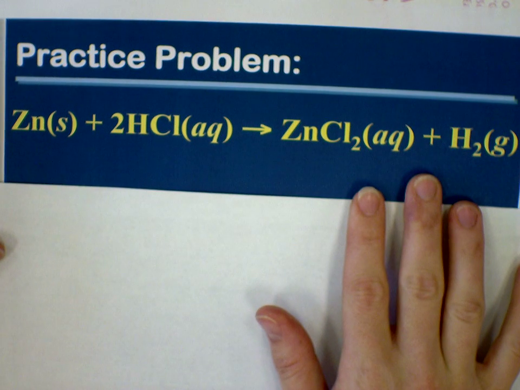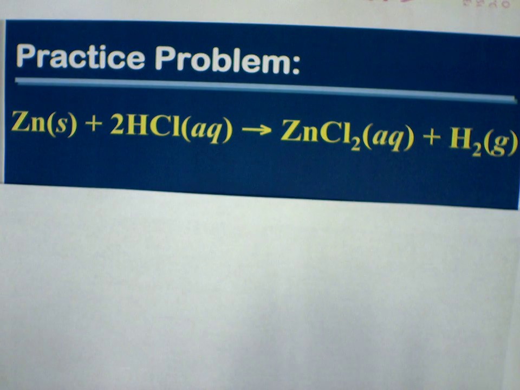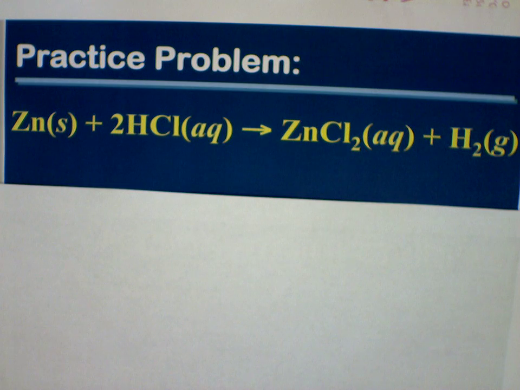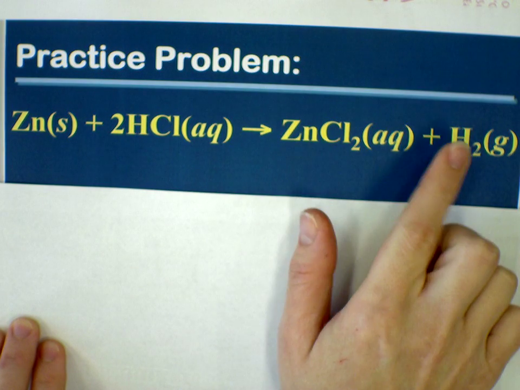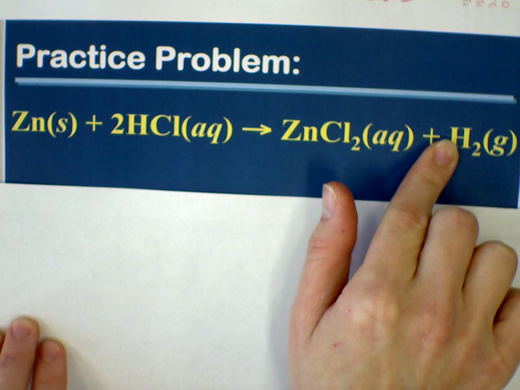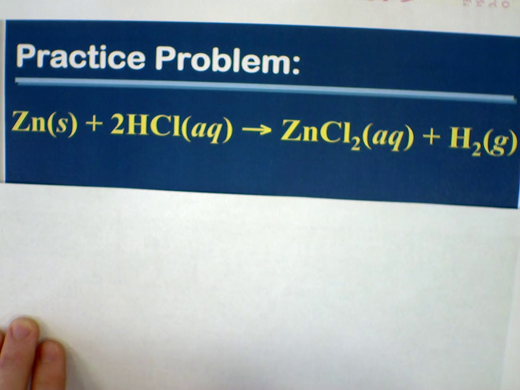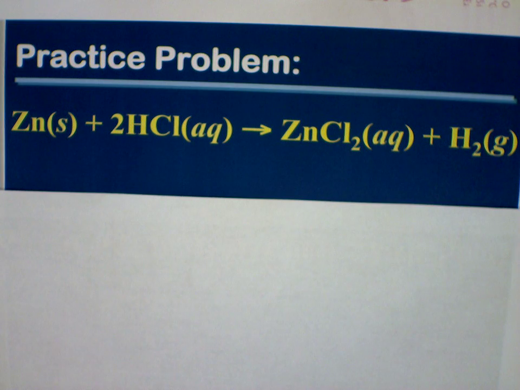All right, so here's the next one. This is one you've seen already in our symbol form. We have zinc, we have HCl, we have ZnCl2, and we have H2. Sometimes it's a good idea to just go ahead and list all of the compounds out so you make sure that you have all the names correct.